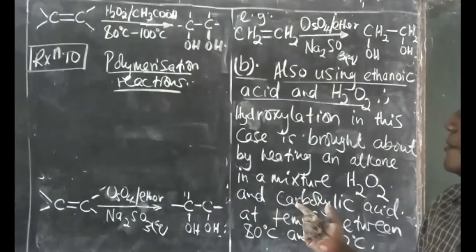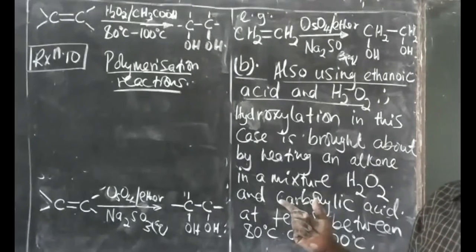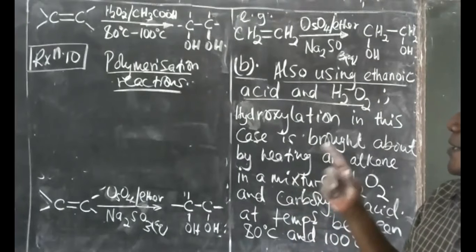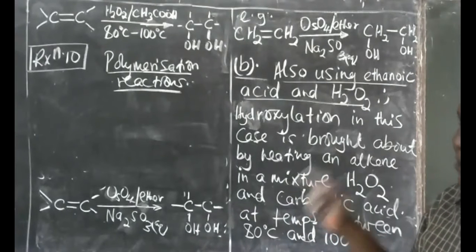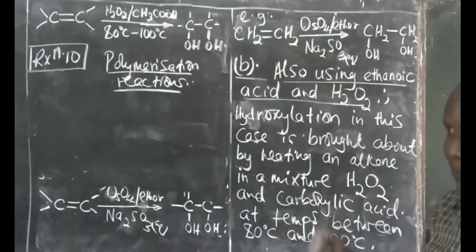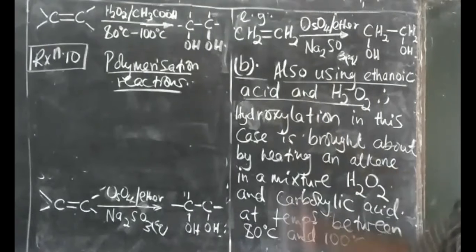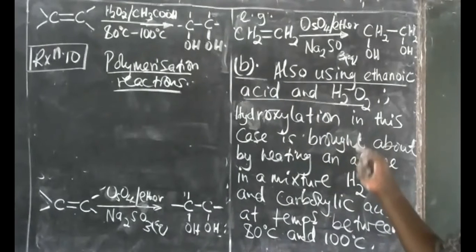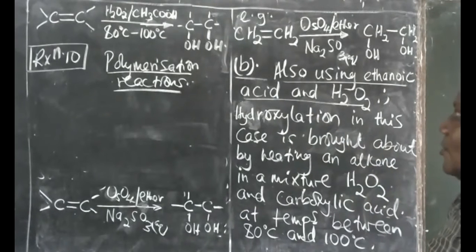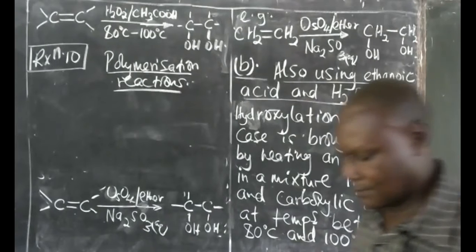And then the two types of polymerization, we have addition and then condensation. Addition polymerization: in the case of alkenes, since we have got double bonds, the alkenes undergo addition polymerization.